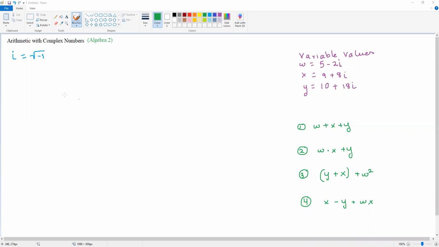In this video, you're going to learn how to do arithmetic with complex numbers. So a few terms to be clarified. The variable i represents the value of the square root of -1.